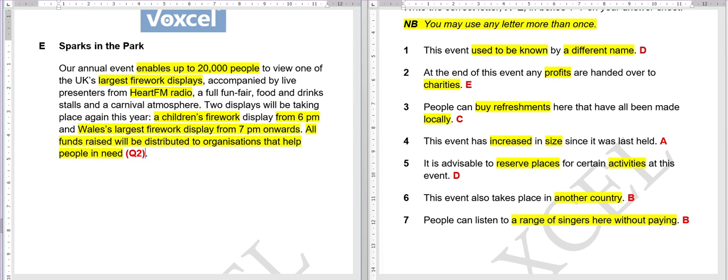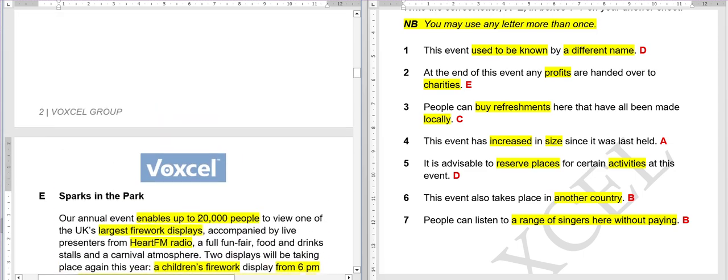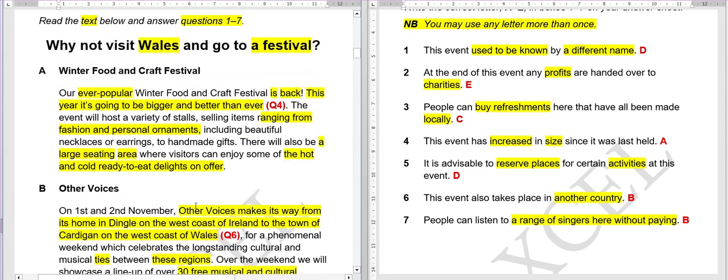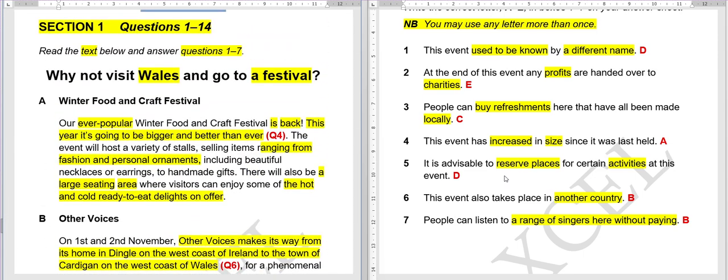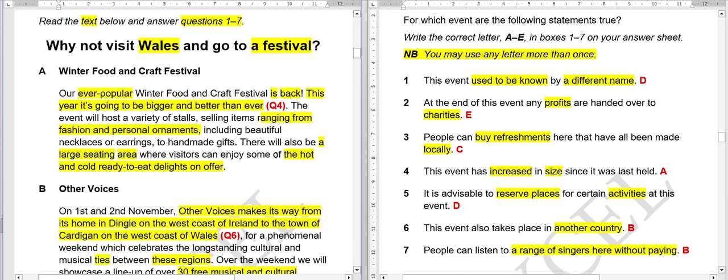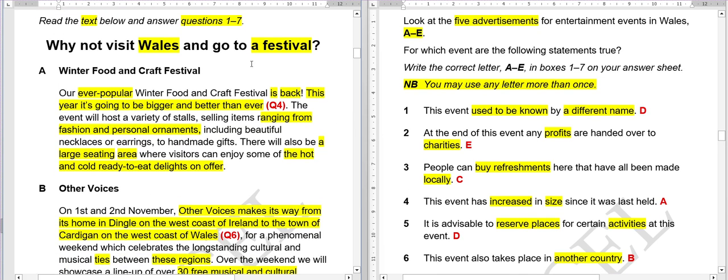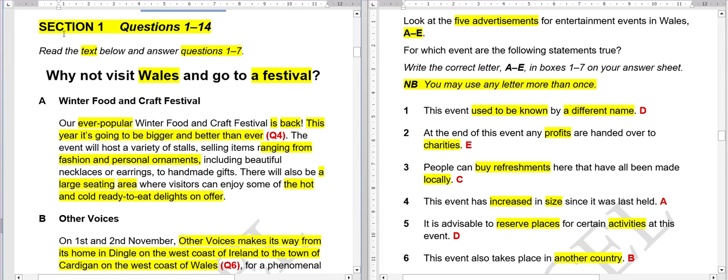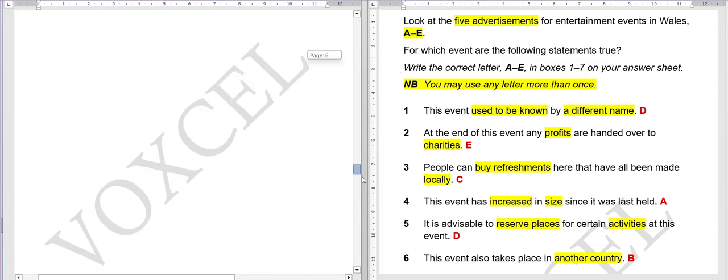I hope it is clear. So this is how you should do this particular paragraph text. If there is any doubt, you can rewatch that part of the video. And now we are moving on to the remaining questions. If you remember, the total number of questions in this section is 1 to 14. So there are 14 questions and we have only solved 7. So the other 7 are still remaining. Now we are going to look at those questions.